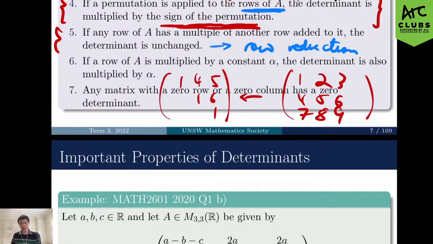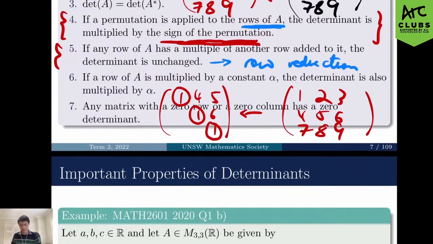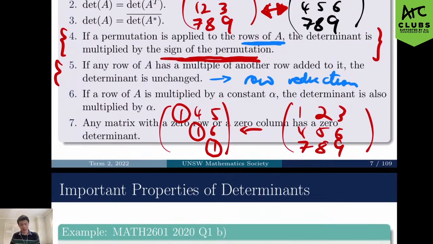This is just an example, it doesn't actually reduce to that. But if we try to get this upper triangular matrix, we can then just say the determinant is the product of these 3 things. Okay, so this is just formalizing what we did in first year.